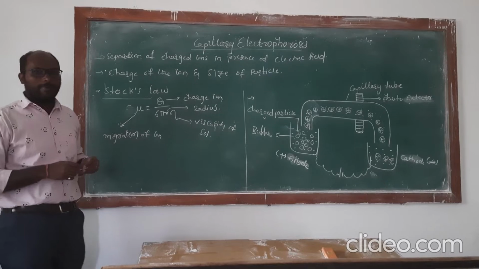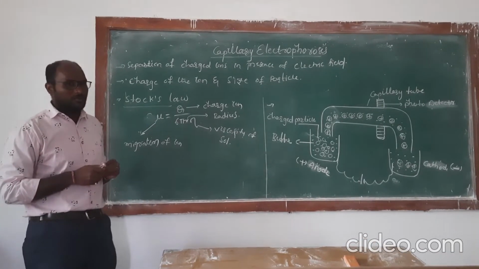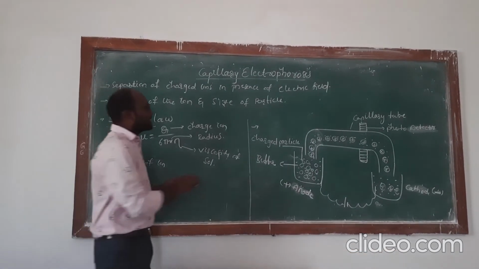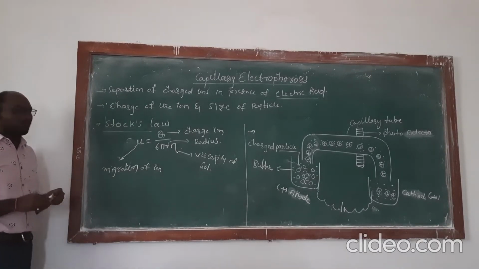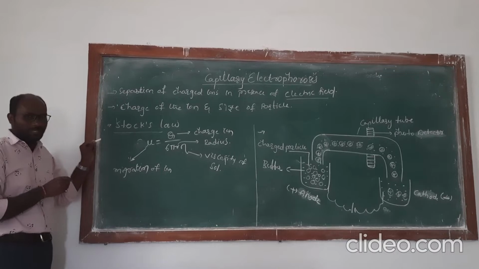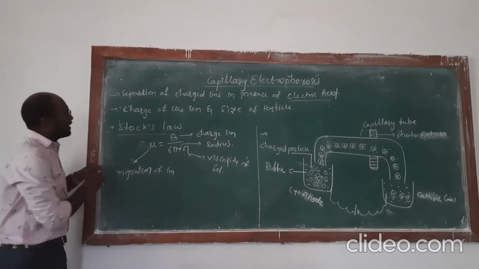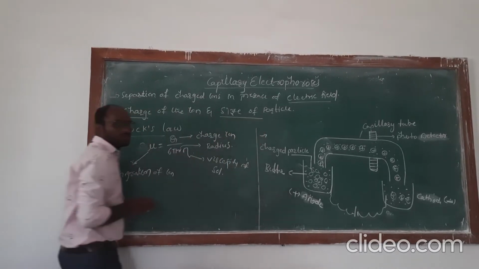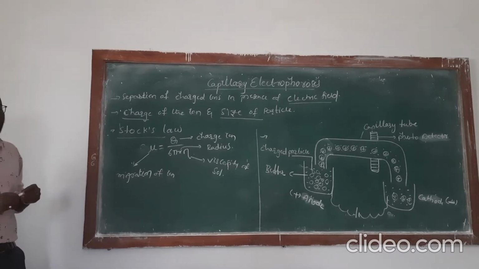in which the separation occurs mainly depending upon the charge of the ion. So the separation of the charged particles in the presence of an external electric field is called electrophoresis. This electrophoresis is especially used for the separation of charged particles. The separation mainly depends on the charge of the ion and the size of the particle. So these two parameters are essential for the separation of the charged particles.